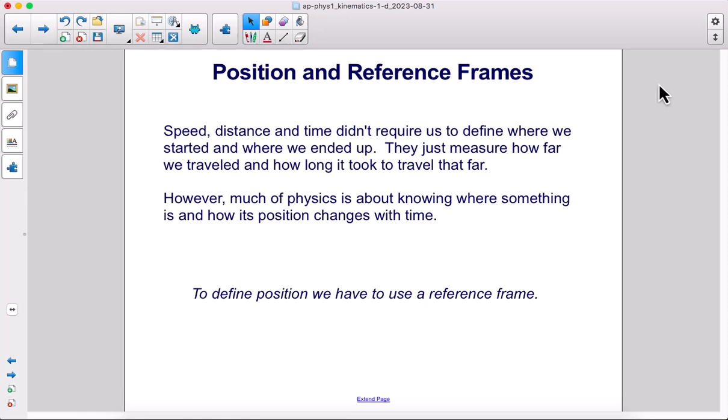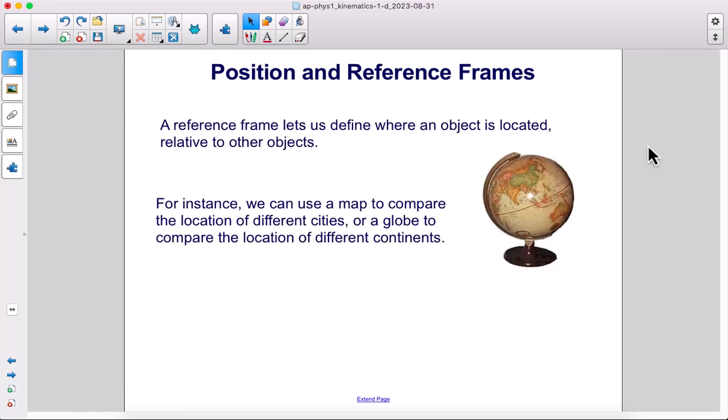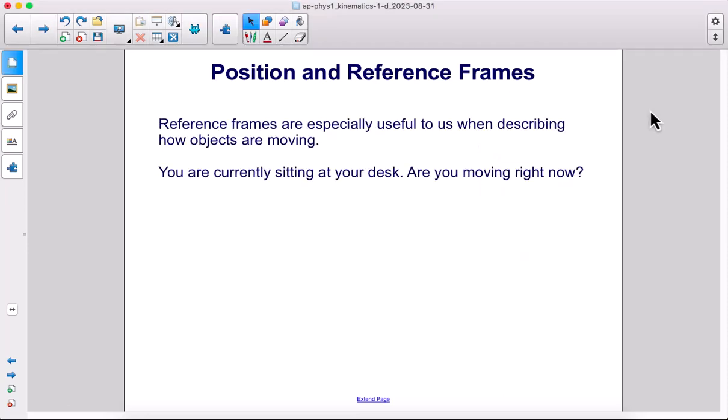To define position, we have to use a reference frame. A reference frame lets us define where an object is located relative to other objects. For instance, we can use a map to compare the location of different cities, or a globe to compare the location of different continents. Reference frames are especially useful to us when describing how objects are moving.